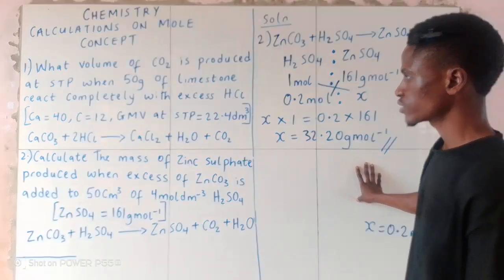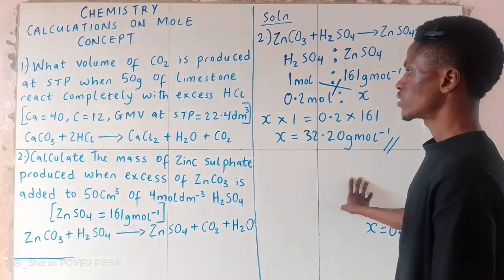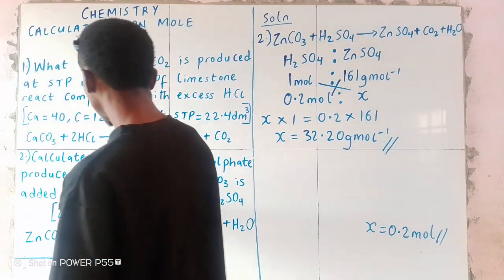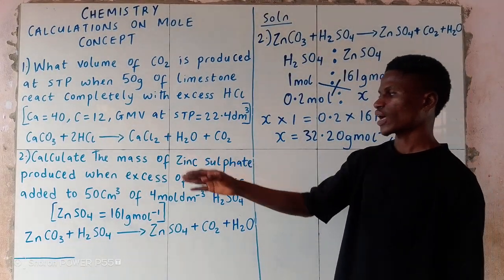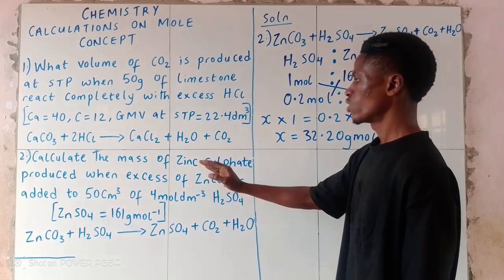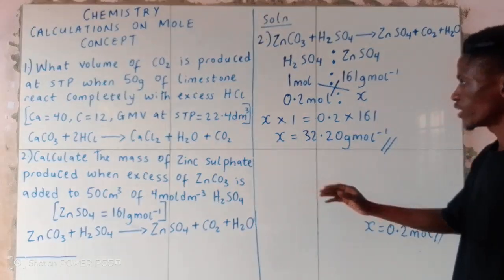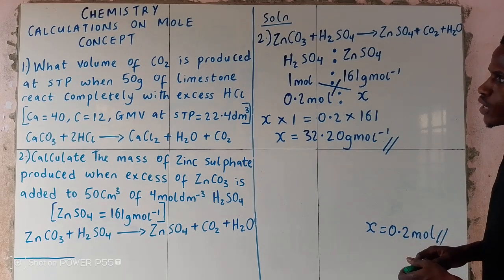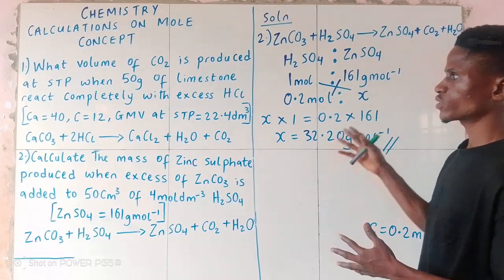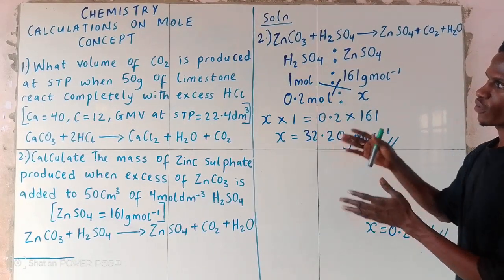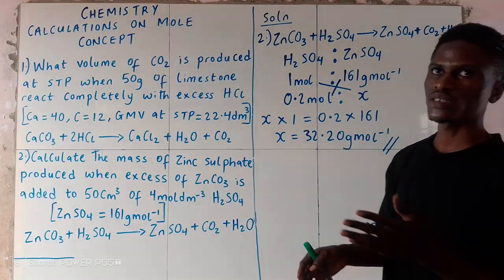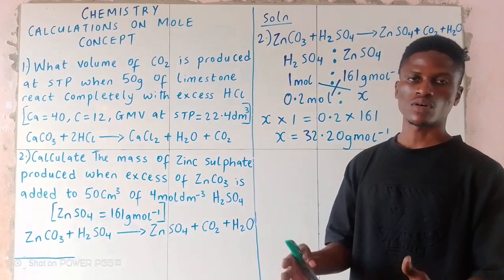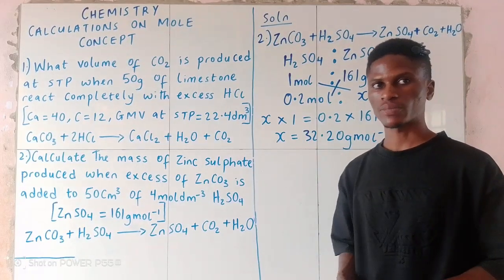So it means that this is the mass of zinc sulfate that we produced when excess of zinc carbonate is added to 50 cm³ of 4 mole per dm³ H2SO4. So we are going to have this as our final answer. So you can use this explanation from this video lesson to solve any calculations that involve chemical equations under the topic of mole concept.